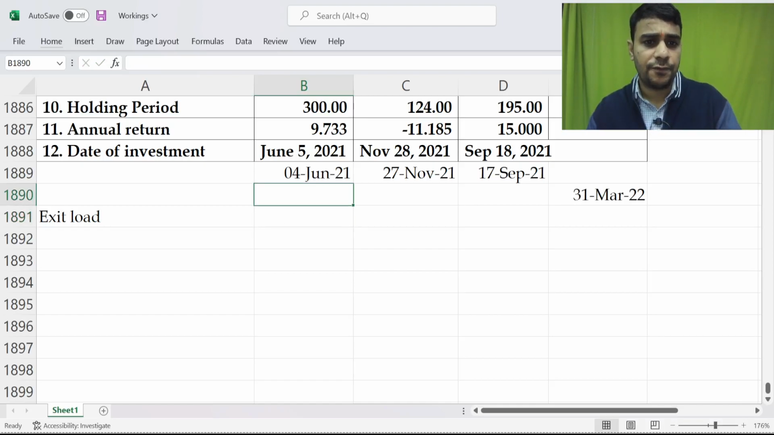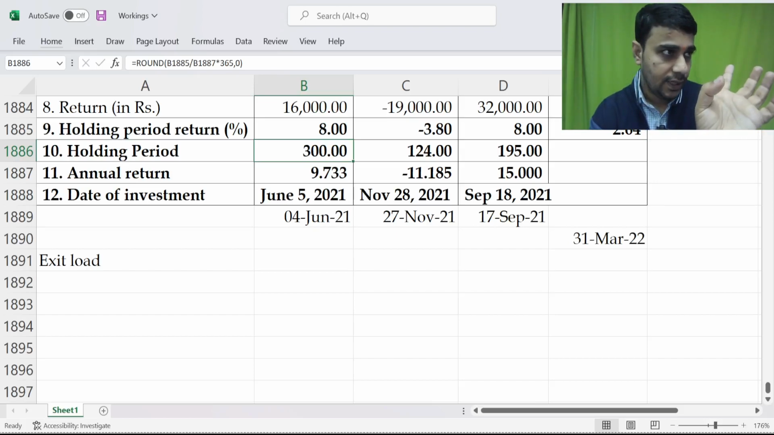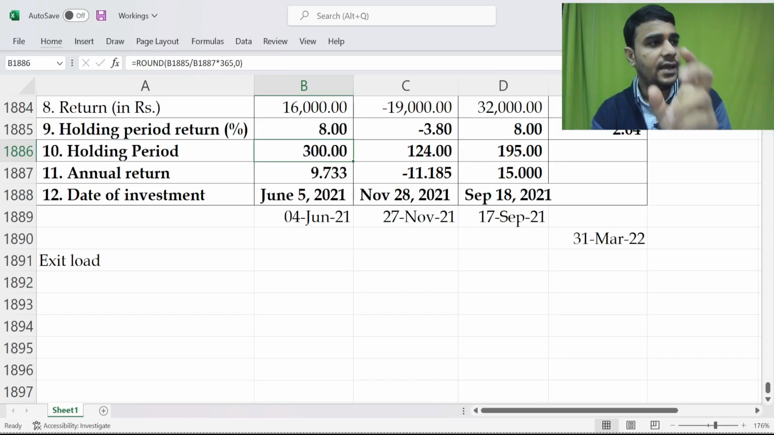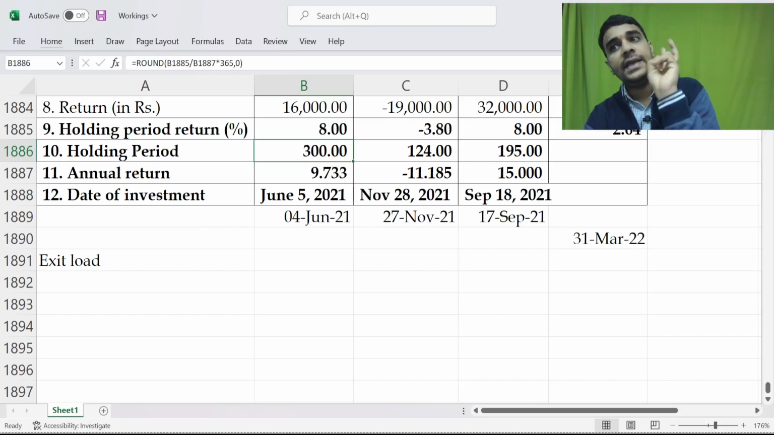In this mutual fund, if I wait for 2 more months, I can avoid the exit load. So what I am going to do in mutual fund X is wait for 2 more months and avoid the exit load, because mutual fund X is anyway giving me profits.